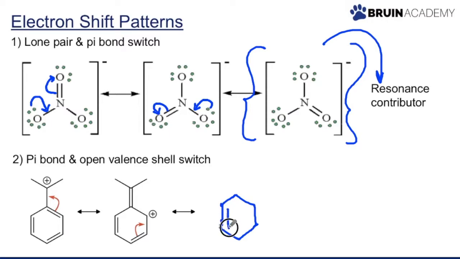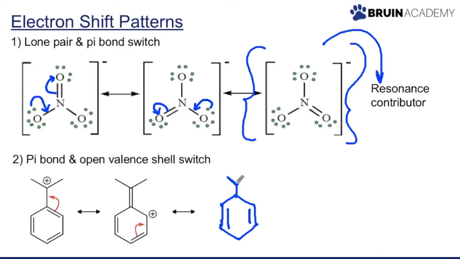So we're going to have this double bond over here still. This is the basic structure of the molecule. So we have this pi bond shifting over here, and no longer is this open valence shell in existence, so there's no plus charge here on this carbon.